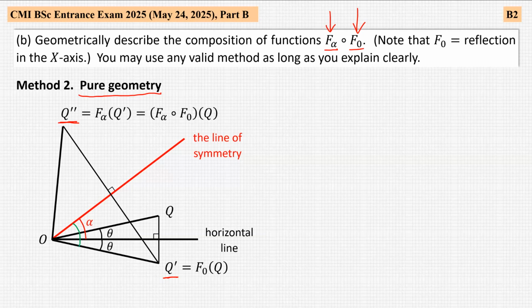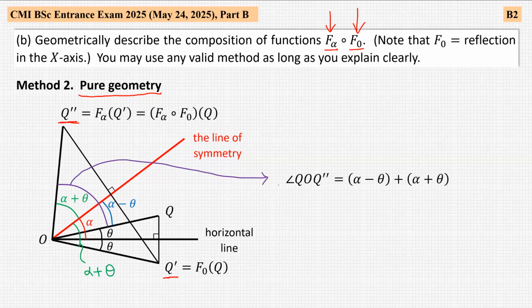Notice that the angle between the line of symmetry and OQ prime is alpha plus theta. Hence, the angle between the line of symmetry and line OQ double prime also has to be alpha plus theta. Finally, we investigate the angle relation between line OQ double prime and the initial line OQ. The initial line OQ forms an angle alpha minus theta to the line of symmetry. Hence, the two lines OQ and OQ double prime form an angle alpha minus theta plus alpha plus theta, which is equal to 2 alpha. So we obtain the same result.